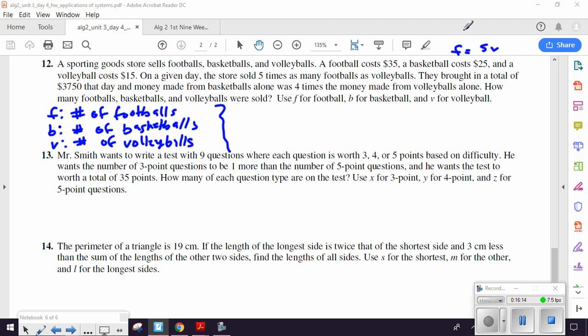I don't think this is worded properly. So football is also 4 times volleyball's money. Okay. And I need to incorporate the 3750.